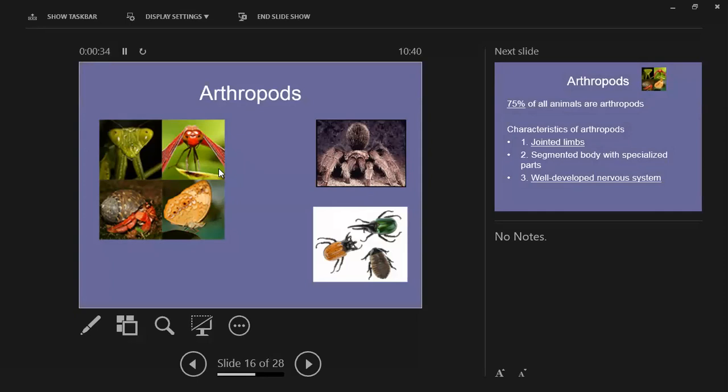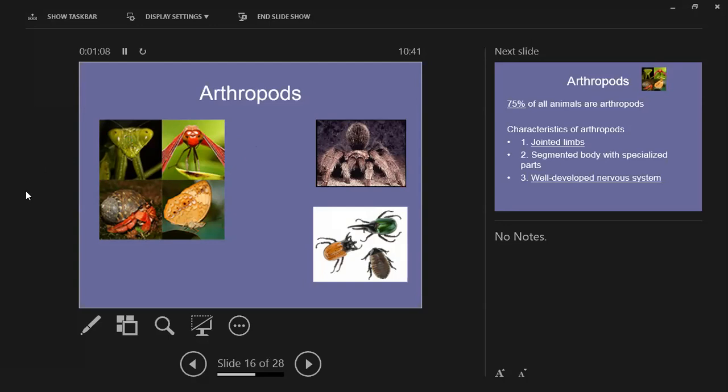Arthropods are numerous. They are small and light with a hard skeleton on the outside of the body. It's called an exoskeleton. That provides strength and protection.